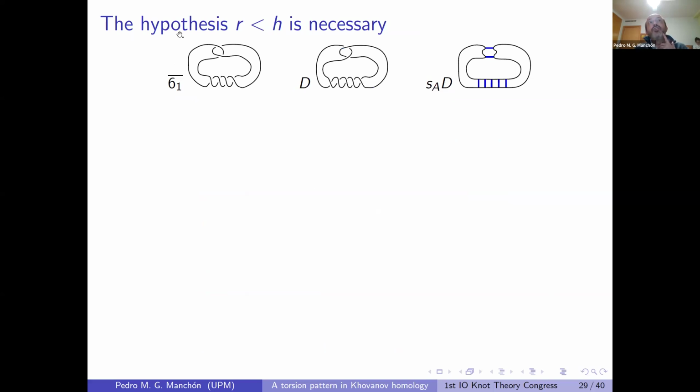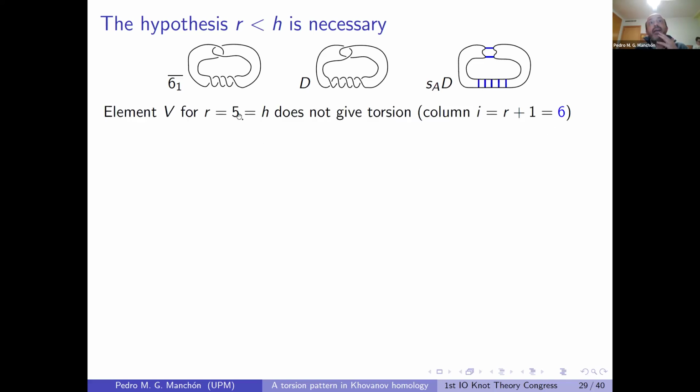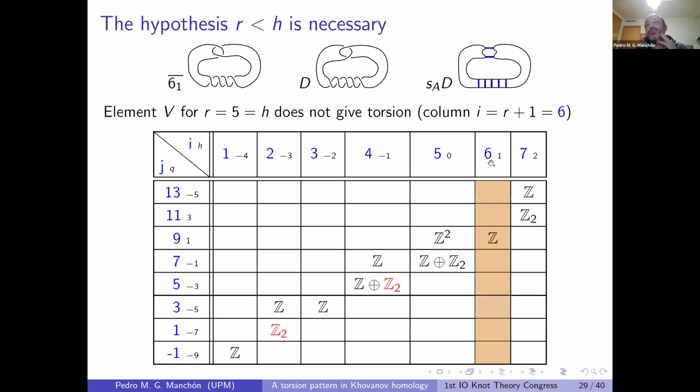Another example will show that the hypothesis R less than H is necessary. Here we have a diagram which is of type D to 5. So H is 5, and if we take R equal to 5, so I is equal to 6, there is no torsion in this column, so this hypothesis is necessary.